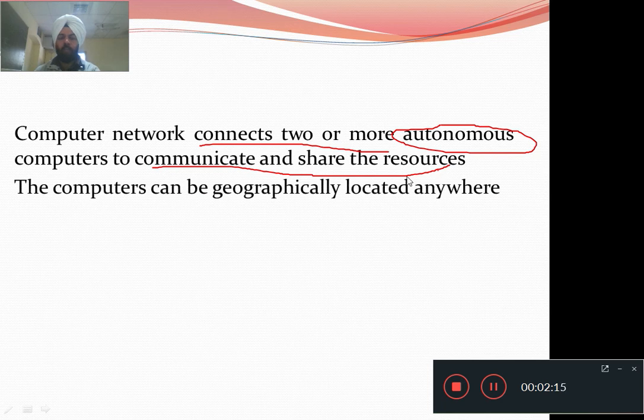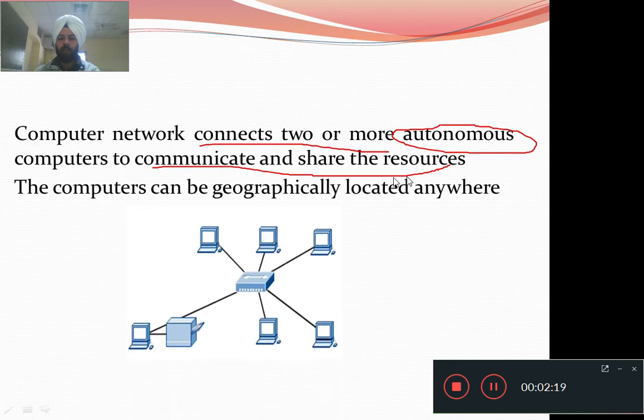The computers can be geographically located anywhere. Like there are multiple computers: one computer may be in Amritsar, another in Ludhiana, and another in Chandigarh. They can communicate with each other even though they are geographically distant from one another.